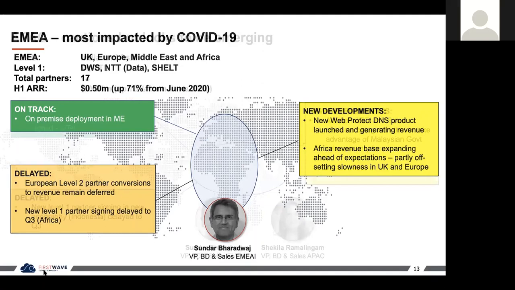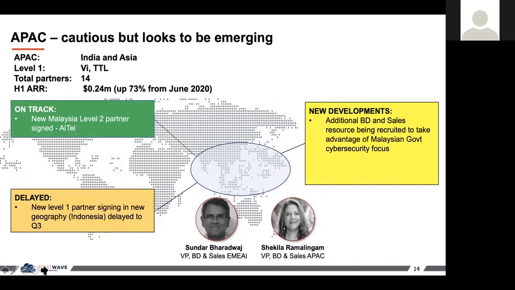Let's move to slide 14, APAC. In APAC, we are cautious but encouraged as the region looks to be emerging from the impact of COVID-19. A reminder that India and Asia are covered by both Sundar and your other VP Business Development and Sales, Shakila Ramalingam, where we have level one partners, Vodafone Idea, VI, and TTL. They are the prime drivers of revenue in this region over time, but there are many smaller but very important partners that have collectively delivered 73% growth in annualized recurring revenue over the half to reach $0.24 million.